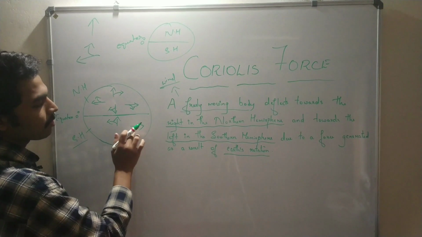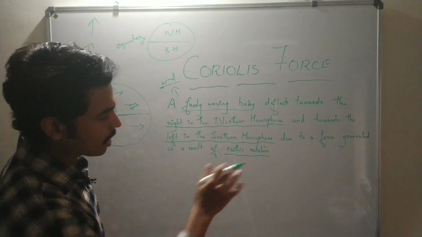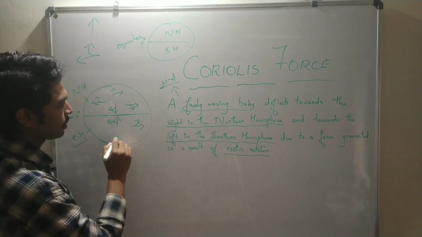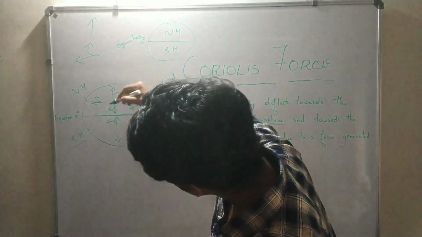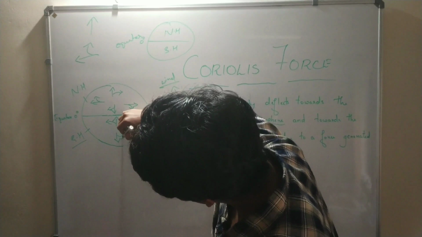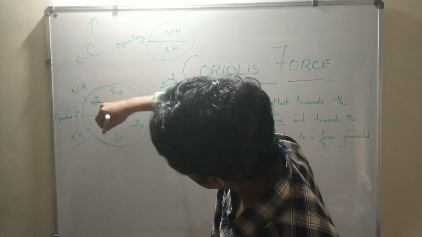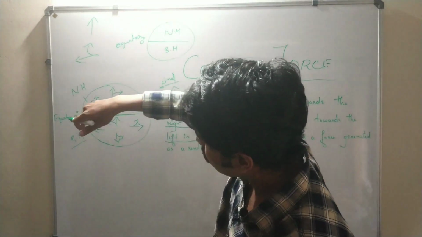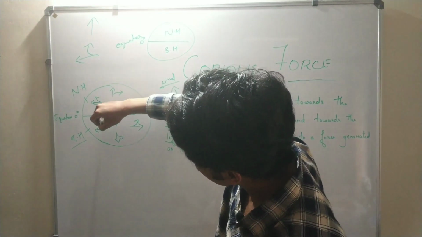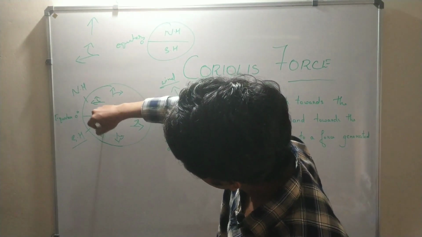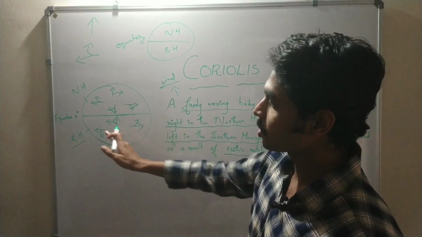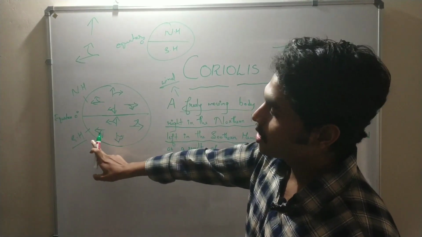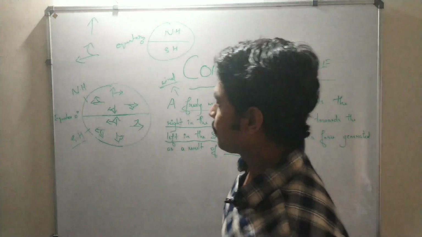Likewise also, if it's going in this direction, the wind will deflect towards the left side. This side also, the wind will deflect towards the left side. In this case also, if the wind is blowing in this direction, the wind will deflect towards the left side. So likewise, the wind is supposed to go in that way, but due to Coriolis force, the wind will deflect towards the left side.